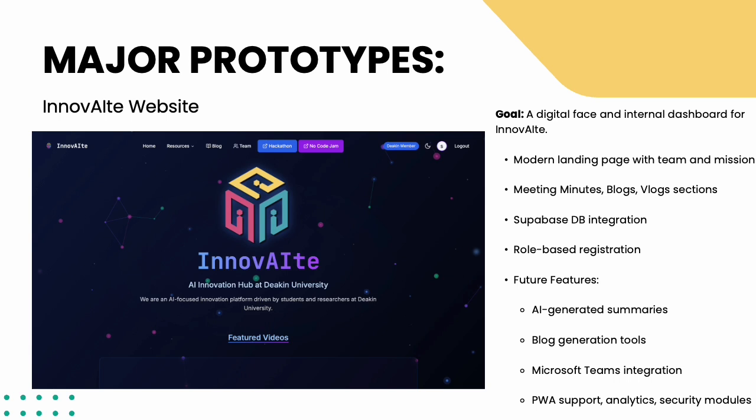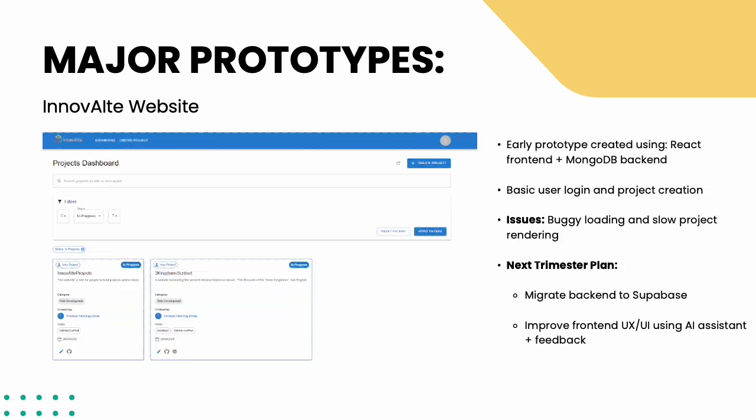Next is the InnovAIte website, our central hub and internal dashboard. It includes a landing page, team bios, logs, and flocks, all integrated into a Supabase database. Feature upgrades include AI-generated content, Microsoft Teams syncing, and analytics modules. This site not only gives us a public face, but also serves as an internal knowledge base and collaboration platform.